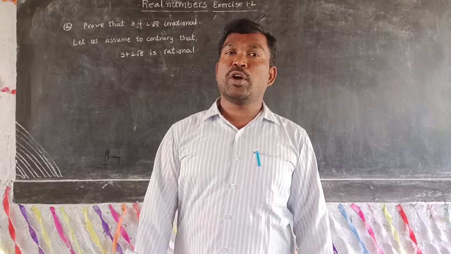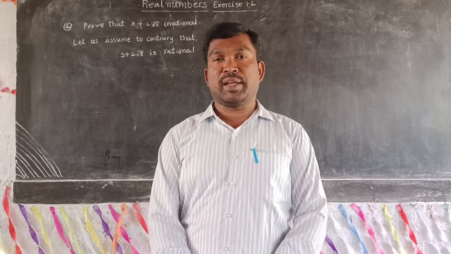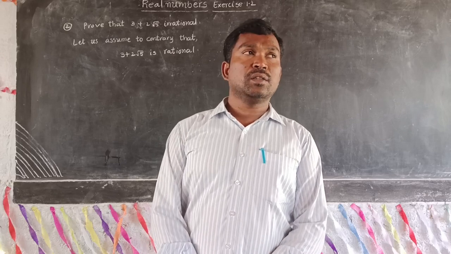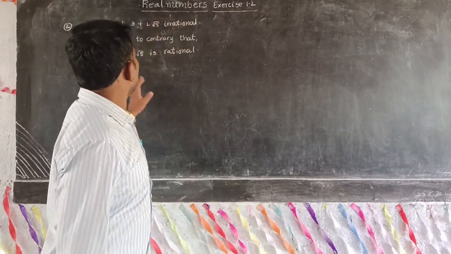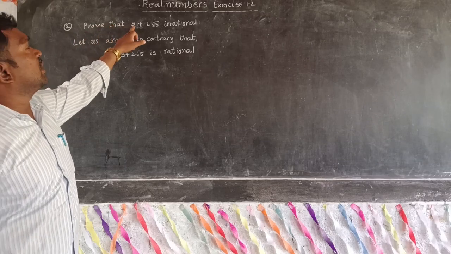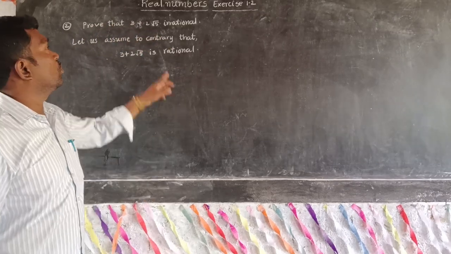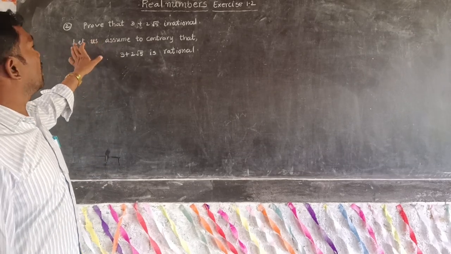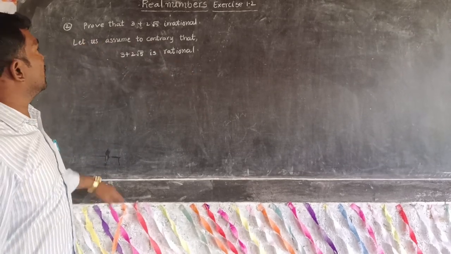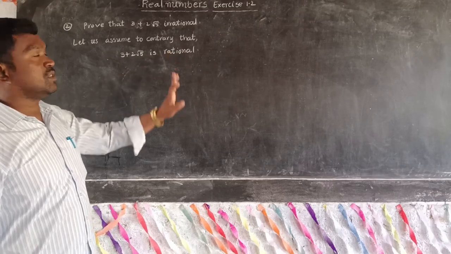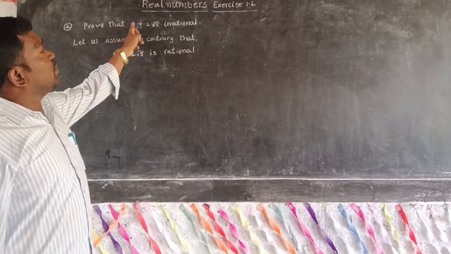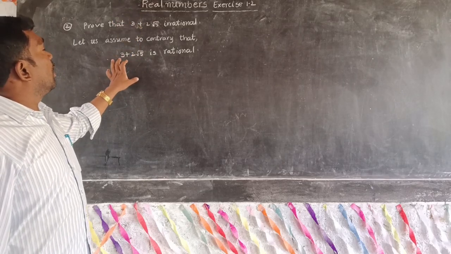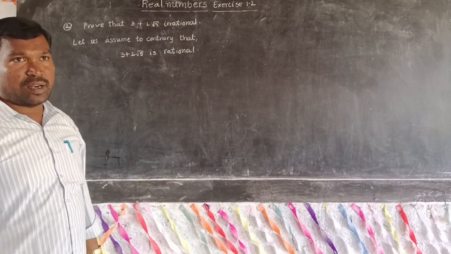Today we are going to discuss real numbers, exercise 1.2, second and third problems. Second problem: prove that 3 plus 2 root 5 is irrational. Same model. Let us assume to the contrary that 3 plus 2 root 5 is rational.